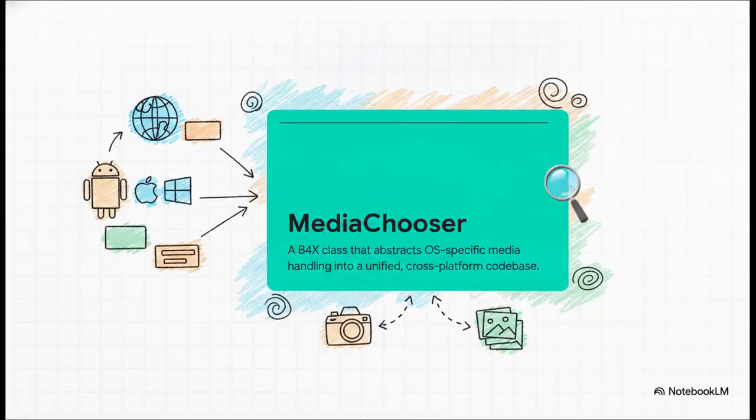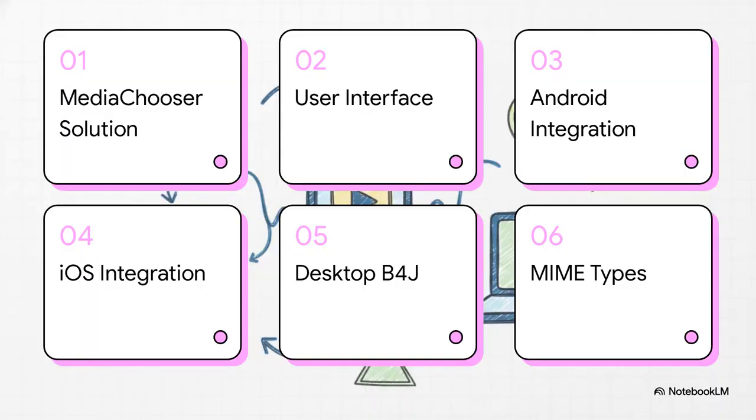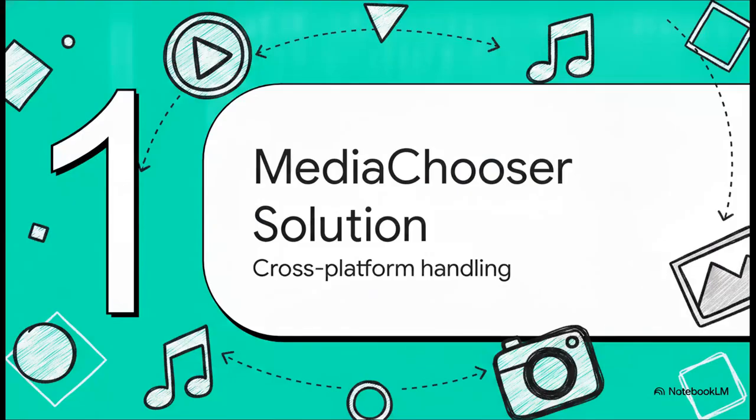All right, here's our roadmap for today. First, the MediaChooser solution. Then, building the user interface. Next, Android intents and services. Then we'll look at iOS camera integration, followed by desktop file choosing for B4J, and finally, we'll go under the hood with MIME types. Okay, let's jump straight into Section 1, the MediaChooser solution.